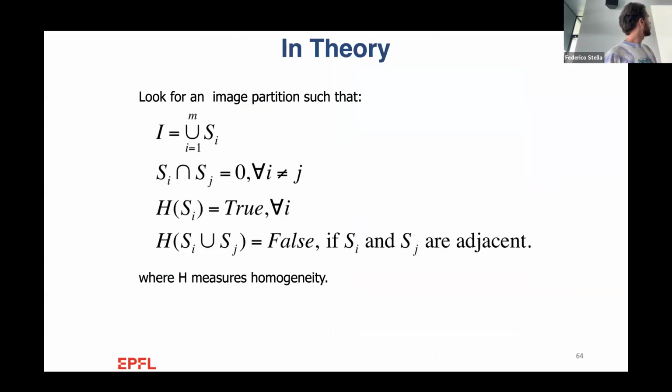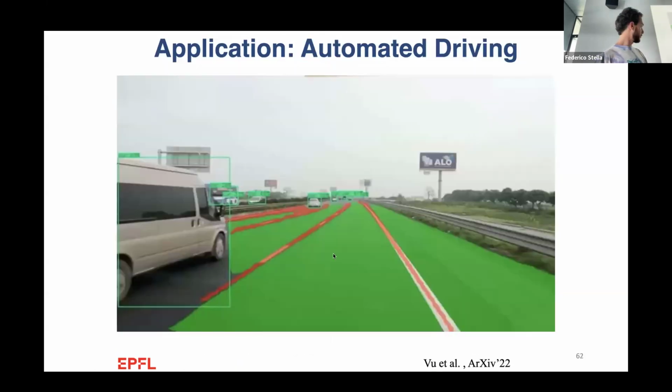I can skip the theory. It's just that you can see the image as a union of partitions, S, and the partitions do not have any intersection between them. And some property H is true for a single partition, but is not true for their union, which means that a single partition makes sense by itself, is homogeneous, but two partitions together are not. Here, for example, this part of the road is homogeneous, and this part is homogeneous too, but two adjacent regions are not homogeneous, hence the segmentation.